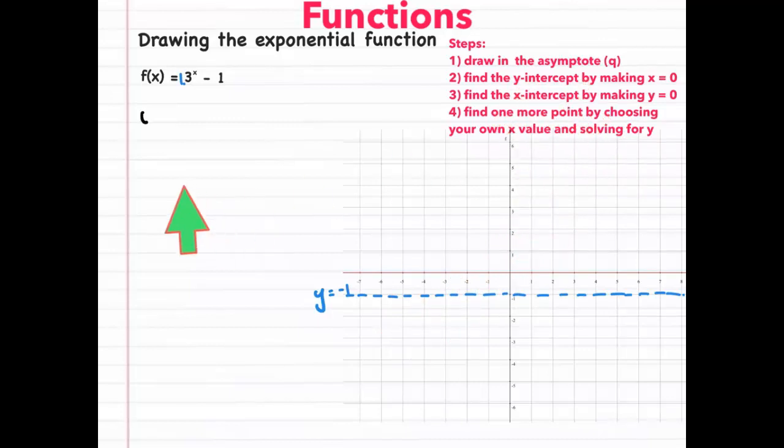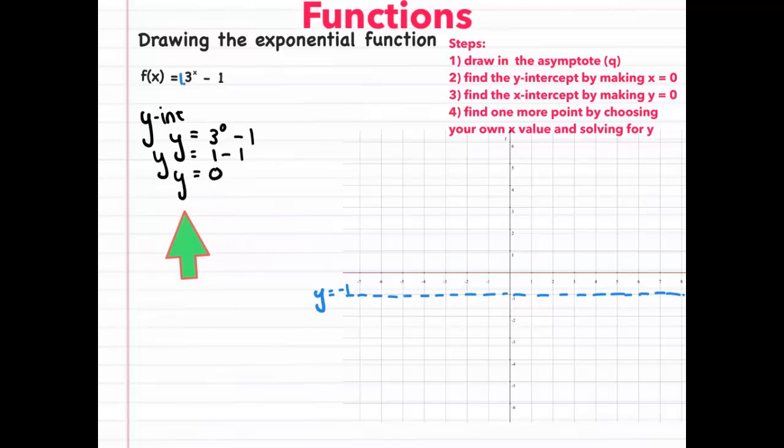So let's do that. So my y-intercept, how do we find that? We make x 0. So that means y equals 3 to the power of 0 minus 1. So that means it's y equals 1 minus 1. And look very closely, that means my y equals 0. So this will go through this point 0 right there. And now I don't even have to work out my x-intercept, but let's do that for curiosity.